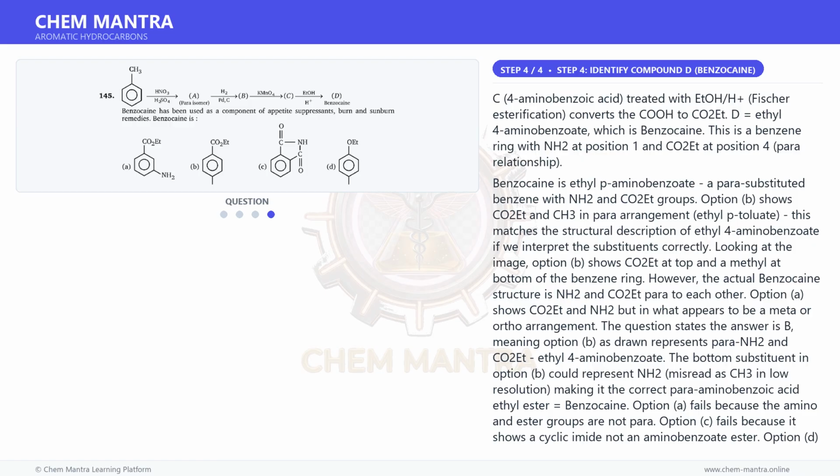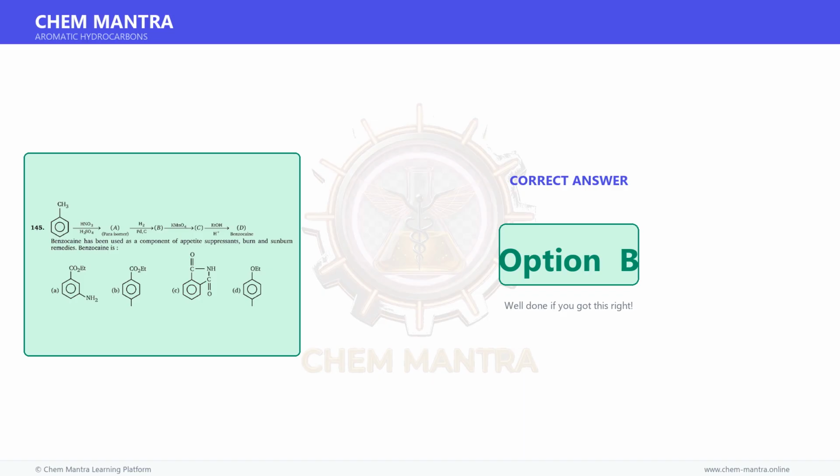Option A fails because the amino and ester groups are not para. Option C fails because it shows a cyclic imide, not an aminobenzoate ester. Option D fails because it shows an ethoxy group rather than an ethyl ester with amino group. Therefore, the correct answer is B. Therefore, the correct answer is option B.